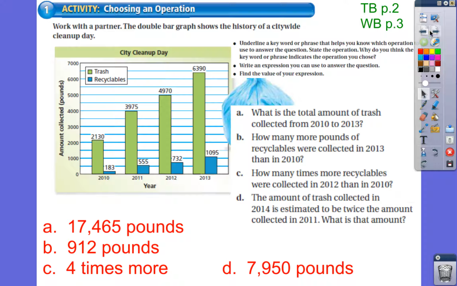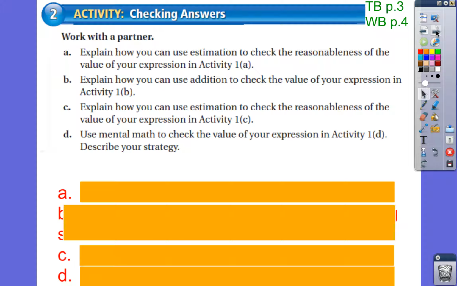We're now going to go to activity 2. Please continue the video if you have answered these questions. If you have not, pause the video, work these out before moving on.